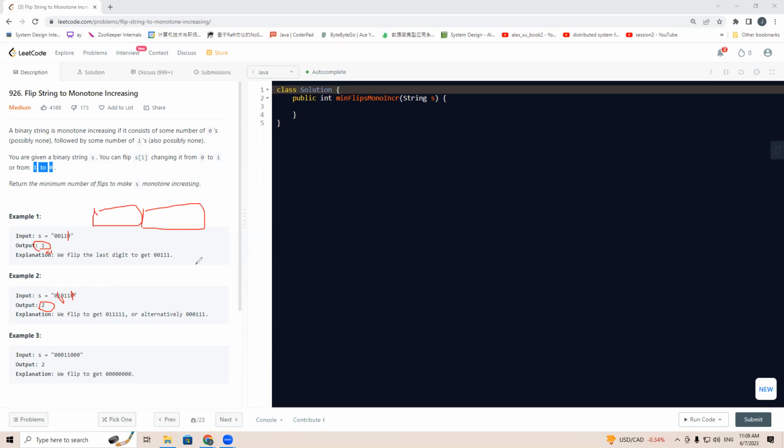So for this question, what we're thinking about is that we first count how many ones are in the string, total ones. Then the total zeros would be the length n minus total ones. Okay, so we can use two variables. One is called left 1, and one will be right 0.